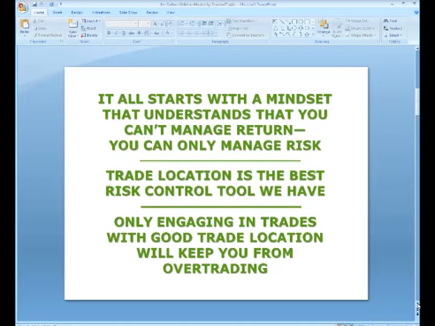Managing risk has to do with trade location, and we'll define trade location in a couple of different ways. The trade location is the best risk control tool you have. And if you only engage in trades with good trade location, you will keep yourself from overtrading. Fabulous.